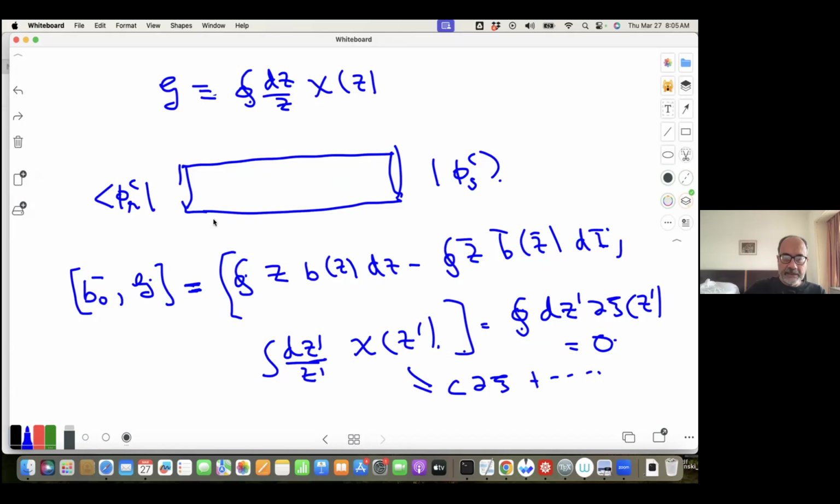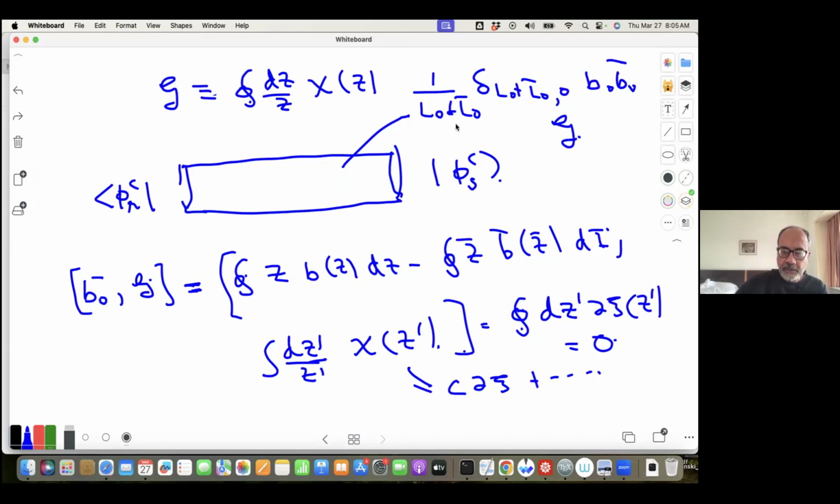Okay, so what this is saying is that this cylinder, with this, the contribution is here 1 over L0 plus L0 bar, delta L0 plus L0 bar, should be 0. And then you have the B0 B0 bar. But there is also a G. That's the net operator that is inserted between phi RC and phi SC.